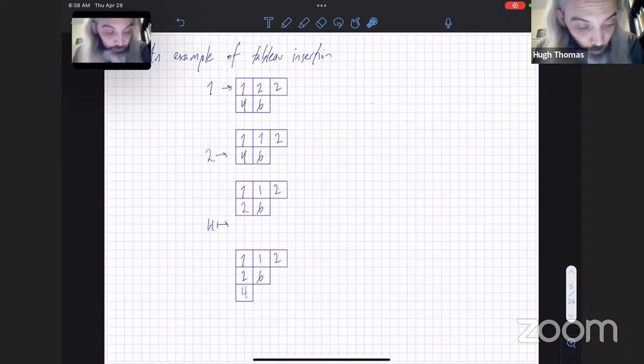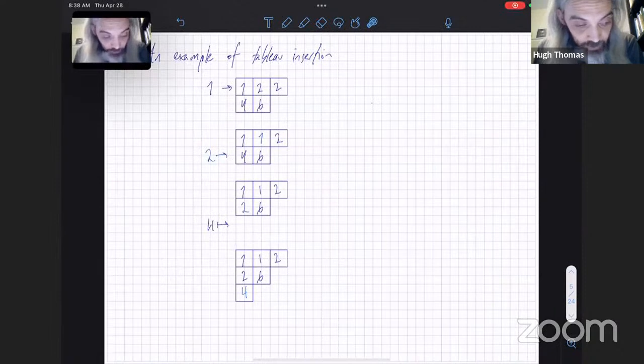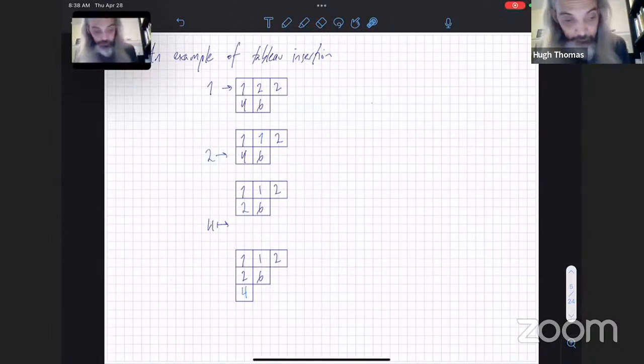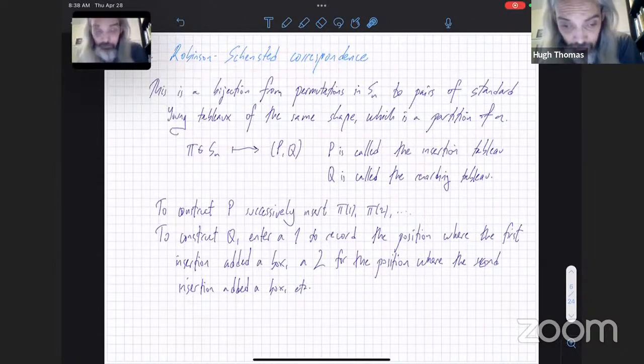So it bumps out the 4, and we have to insert the 4 into the third row. The third row is empty, but that doesn't really make any real difference. It just means we insert the 4 there, and now that's great. We're done, because there wasn't anything there before, so we didn't bump anybody out. We just insert the 4, and there we are. So that's the result of tableau insertion. So I can now define the Robinson-Schensted correspondence.